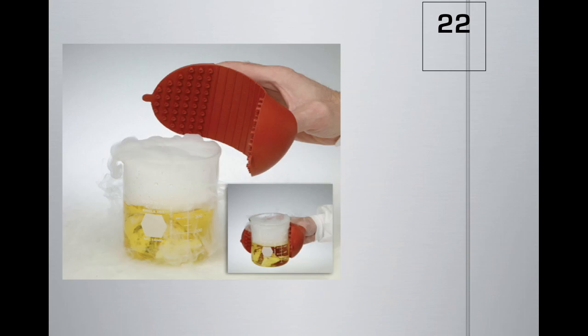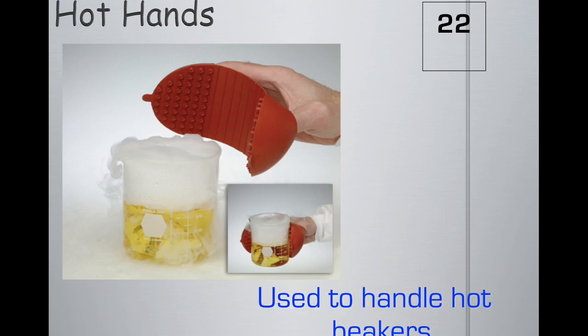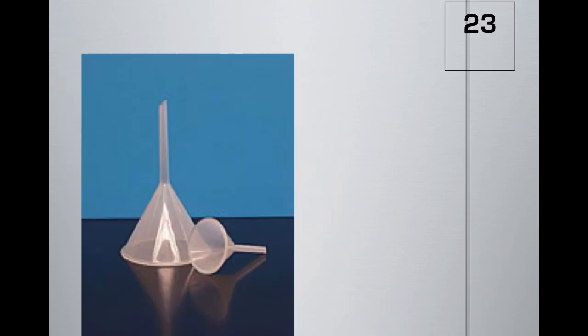Another object that we use, it's made out of rubber, are called hot hands. And these hot hands, you would use kind of like an oven mitt that you would see in your parents' kitchen, right? What you would do is pick up the beaker, and it would not harm your hands because it's insulating. So it's another way to transfer or touch hot beakers, glassware.